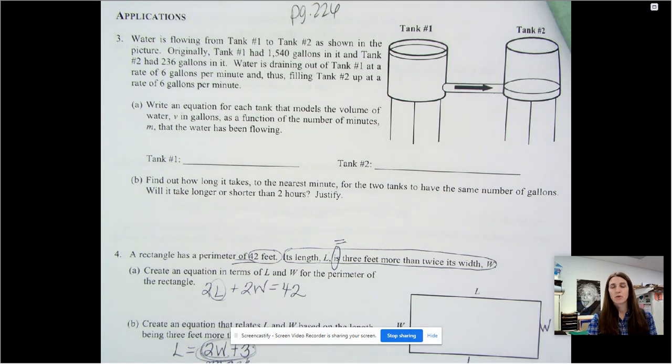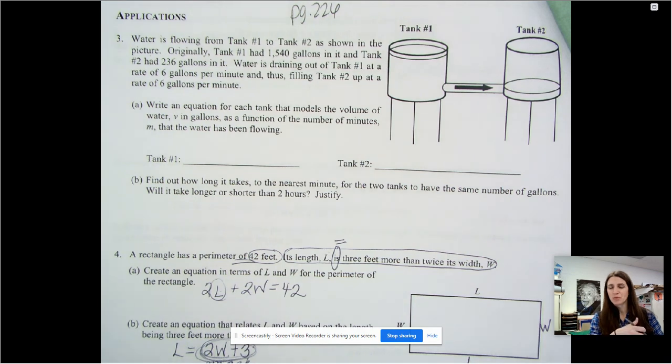And we're going to talk about water tanks and water flow, okay? Water is flowing from tank number 1 to tank number 2 as shown in the picture. Originally, tank number 1 has 1,540 gallons in it, and tank number 2 has 236 gallons in it. Water is draining out of tank number 1 at a rate of 6 gallons per minute, and thus filling tank number 2 up at a rate of 6 gallons per minute. Write an equation for each tank that models the volume of water, V in gallons, as a function of the number of minutes, M, that the water has been flowing.